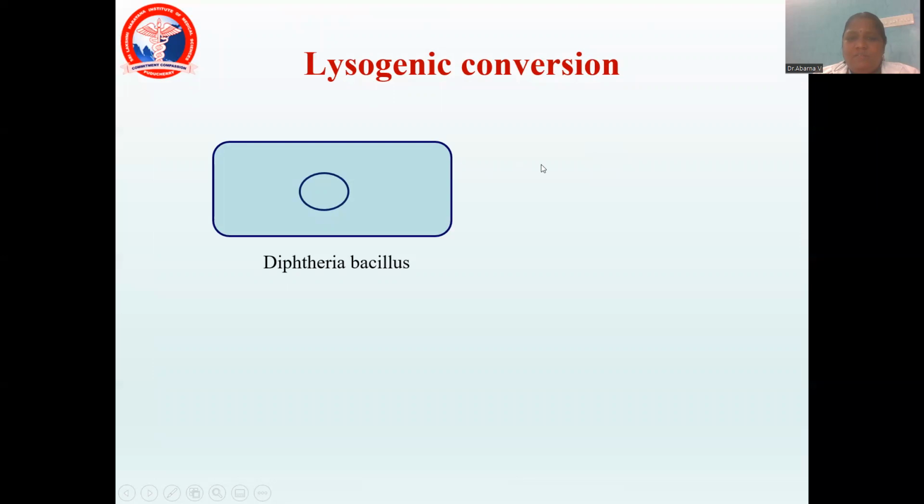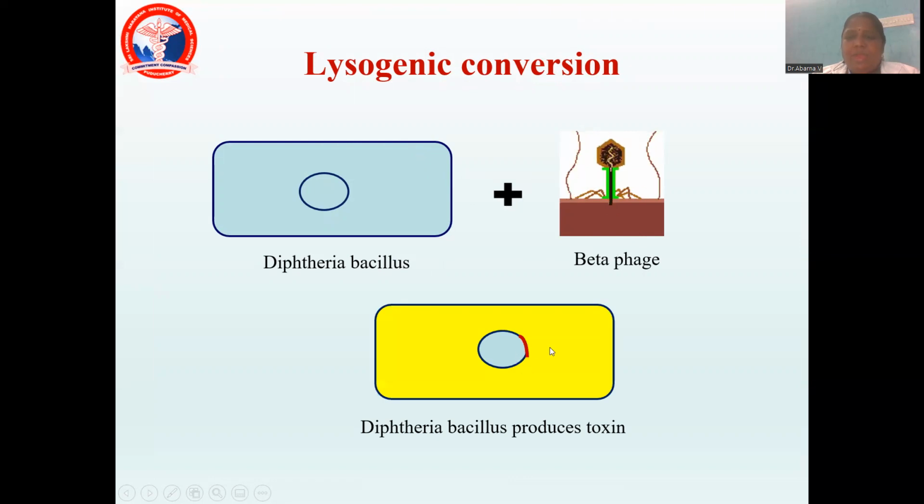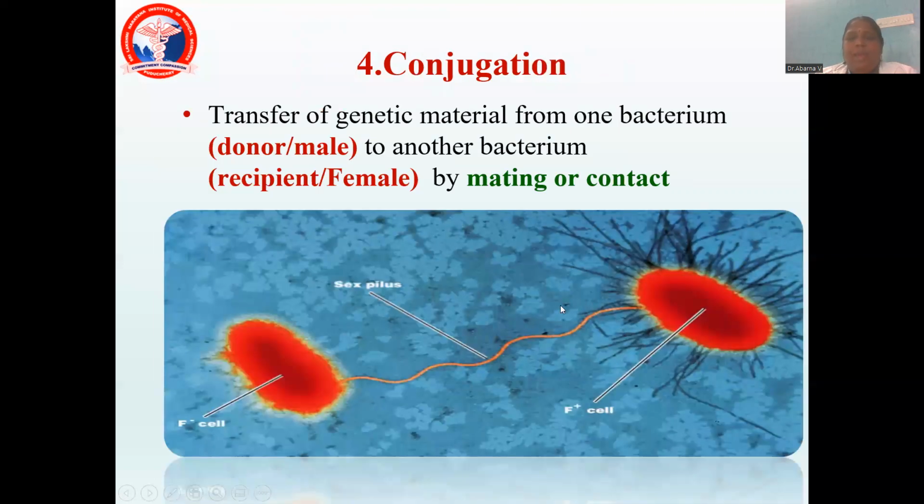So when you see here, this is a diphtheria bacillus, and normally the diphtheria bacillus will not produce any toxins. When it is infected by a beta phage, a virus, then only it is able to produce a toxin and cause disease. And the last method is conjugation. Conjugation is nothing but the transfer of genetic material from one bacterium to another bacterium by mating or contact. A conjugation tube is formed between two bacterial cells, and whatever genetic material is to be transferred will be easily transferred to the other cell by the conjugation tube.